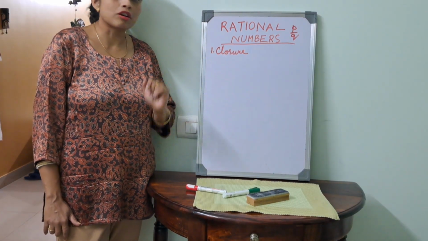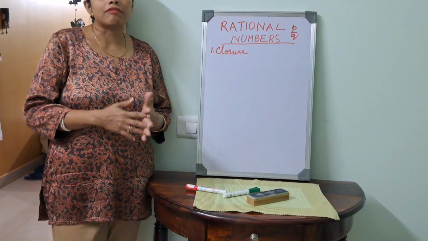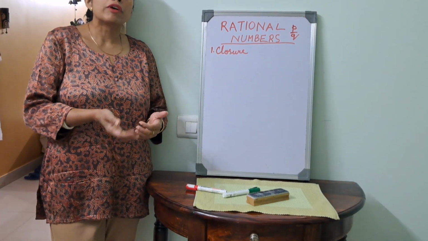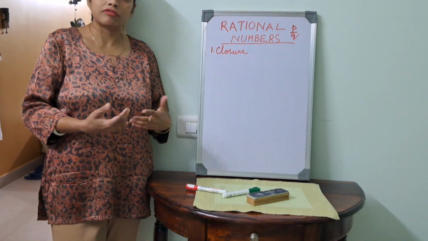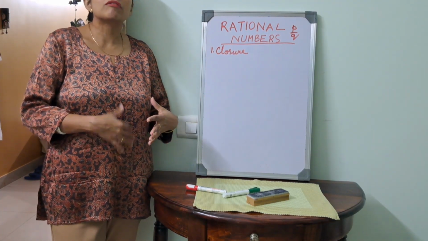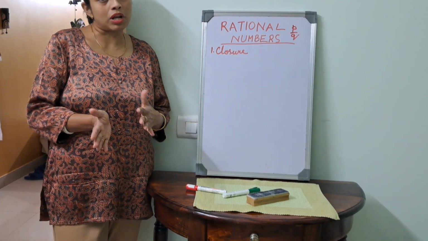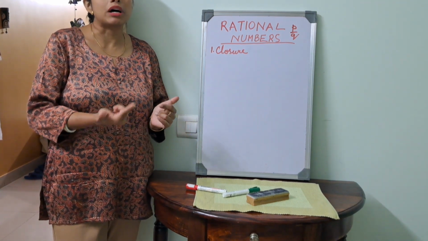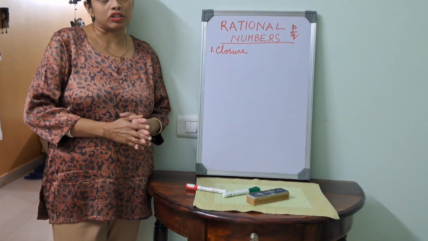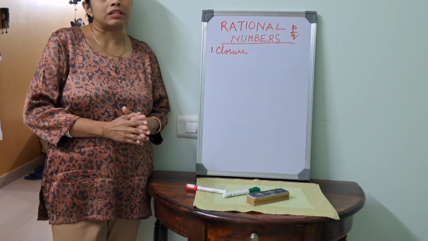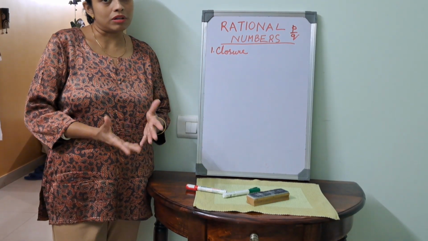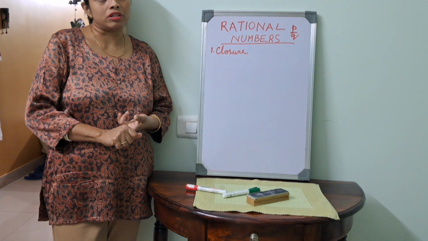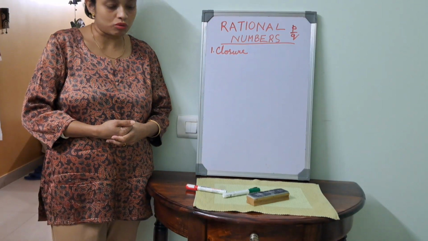The first property is closure property, which means that when I add two rational numbers, the sum is another rational number. When we subtract two rational numbers, the difference is also a rational number. When we multiply two rational numbers, the product is also a rational number. And when we divide one rational number by another non-zero rational number, then the quotient we get is also a rational number. So closure property is applicable for rational numbers in whatever type of operation you do.